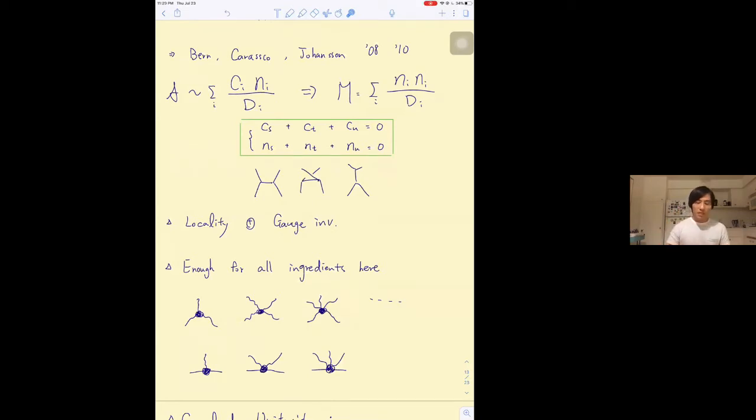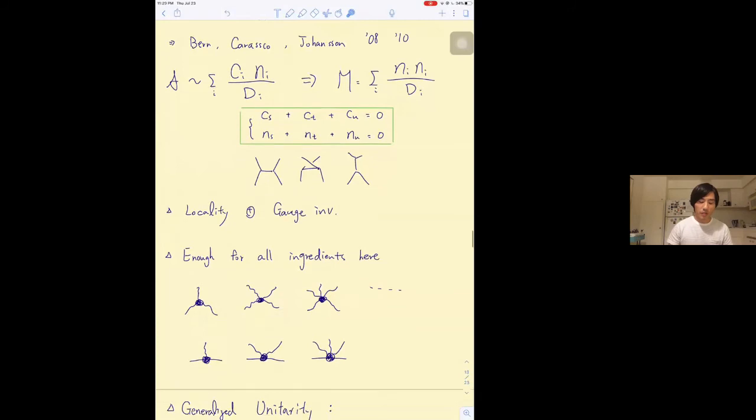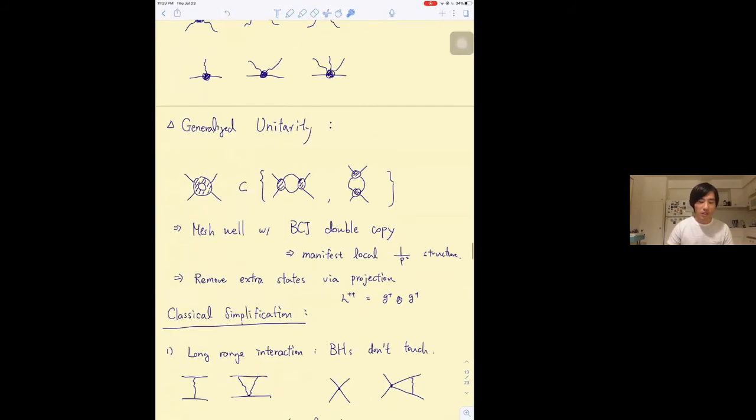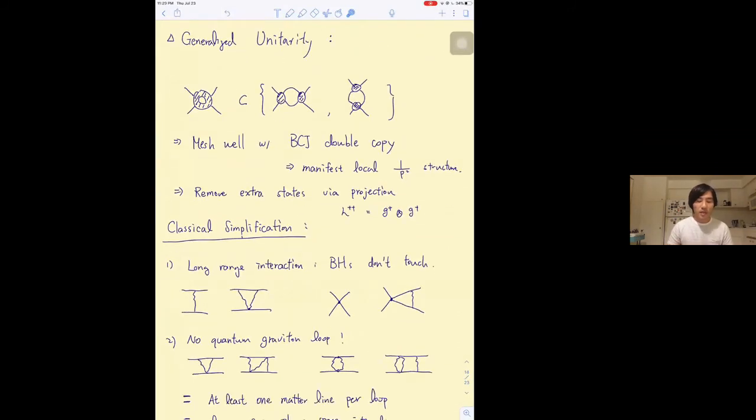So now with these tree level amplitudes, when we go to loop level, we'll use generalized unitarity. The basic idea is that for a loop amplitude, the integrand is dictated by the residue when internal lines become on-shell. And when internal lines become on-shell, these blobs become the tree level amplitudes. So by collecting enough tree level amplitudes and gluing them together, we can reconstruct the corresponding loop integrand.